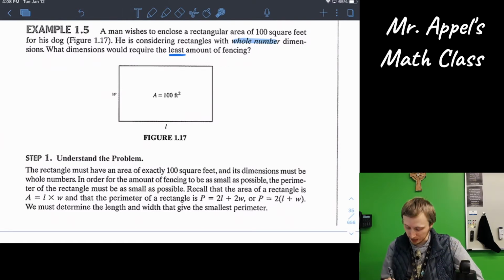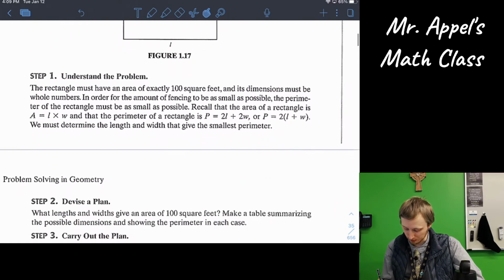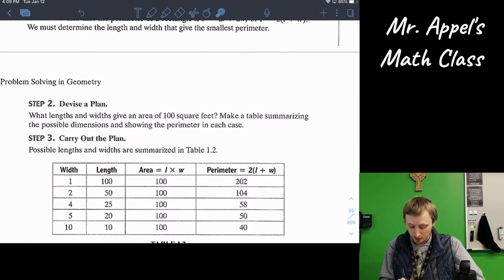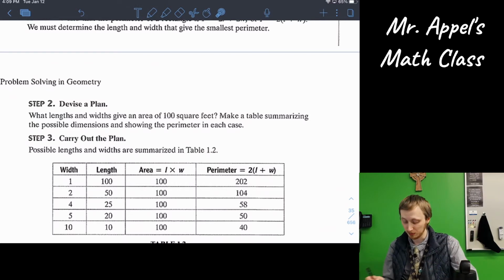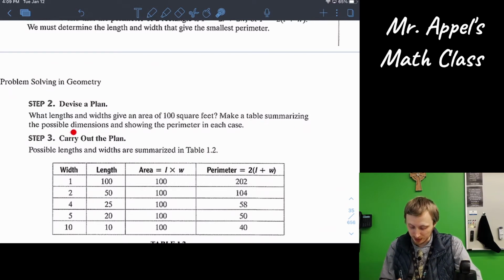So we're interpreting least amount of fencing. What is that mathematically? Perimeter. Recall that the area of a rectangle is A equals L times W, and that the perimeter of a rectangle is P equals 2L plus 2W, or P equals 2 times quantity L plus W. We must determine the length and width that give the smallest perimeter. Well, why don't we test them? What lengths and widths give an area of 100 square feet? What are the possible results? Make a table summarizing the possible dimensions and showing the perimeter in each case.